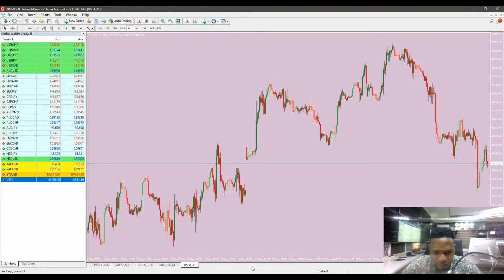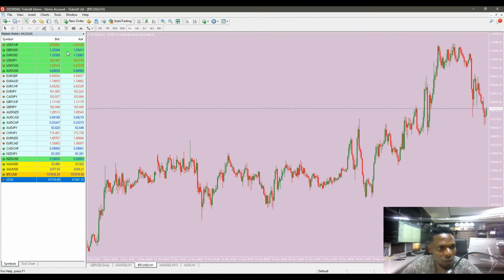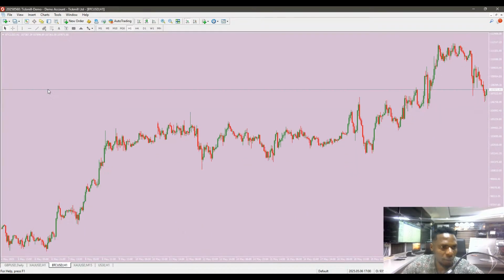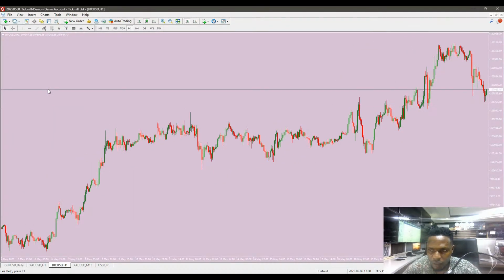All right. So I go to BTC. Now to show this market watch or currency pairs, you use Control M. To make it come back, you use Control M. To make it disappear, you use Control M again. You're using Control M for that.